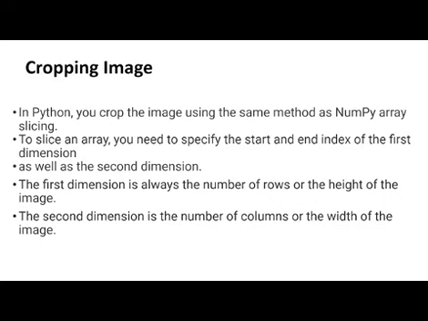To slice an array, you need to specify the start and end index of the first dimension as well as the second dimension. The first dimension is always the number of rows or the height of the image, and the second dimension is the number of columns or the width of the image. You have to remember that the first dimension belongs to the rows, or the height of the image, and the second dimension belongs to the columns, or the width of the image.